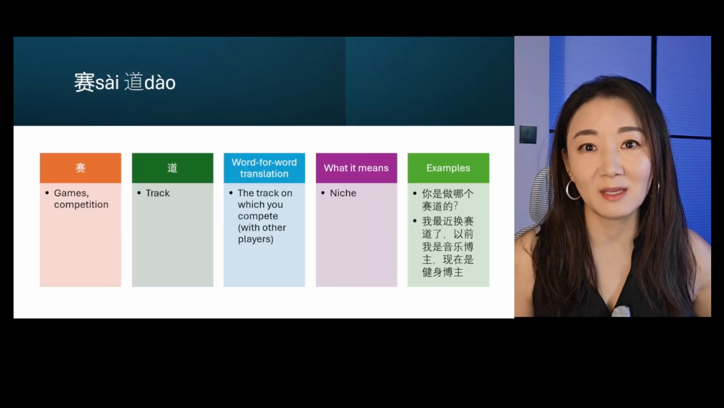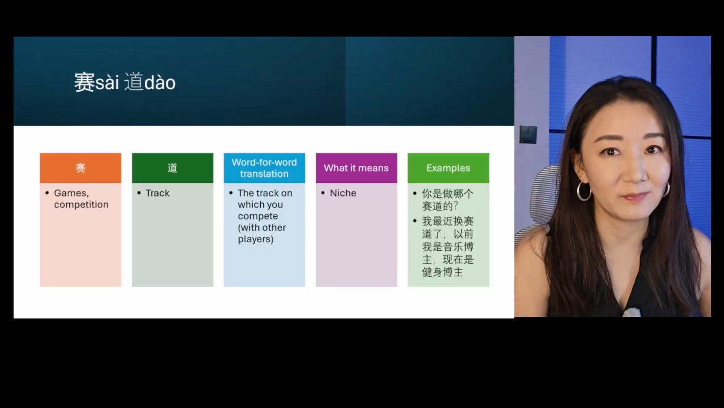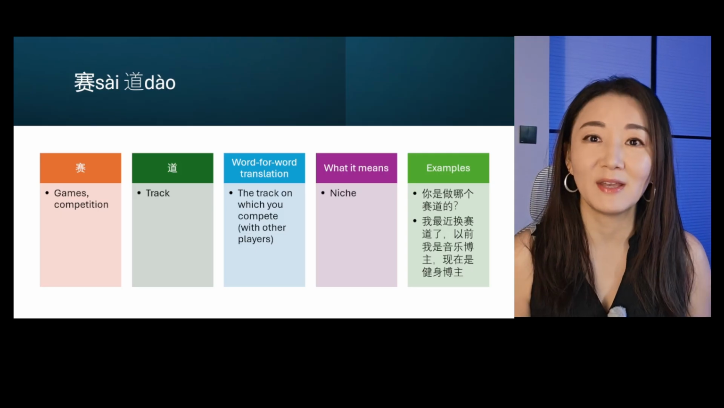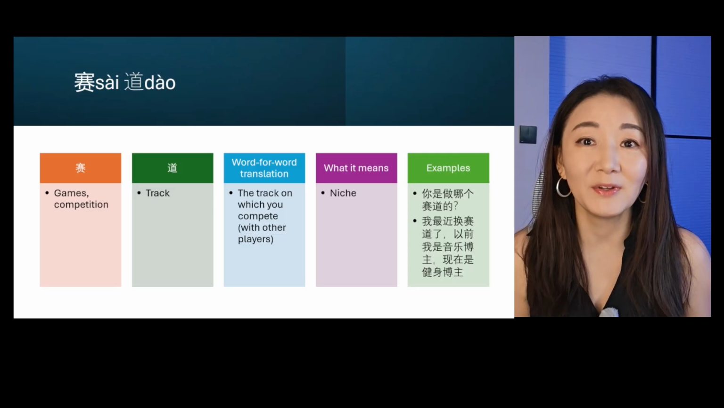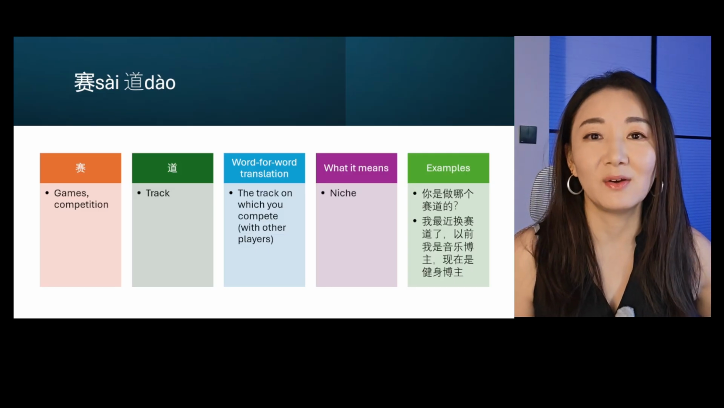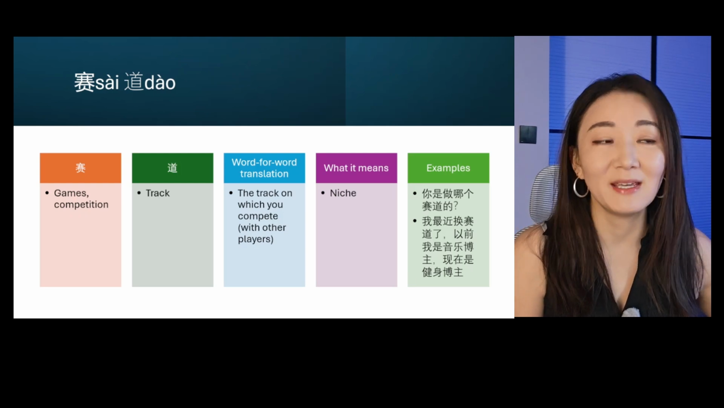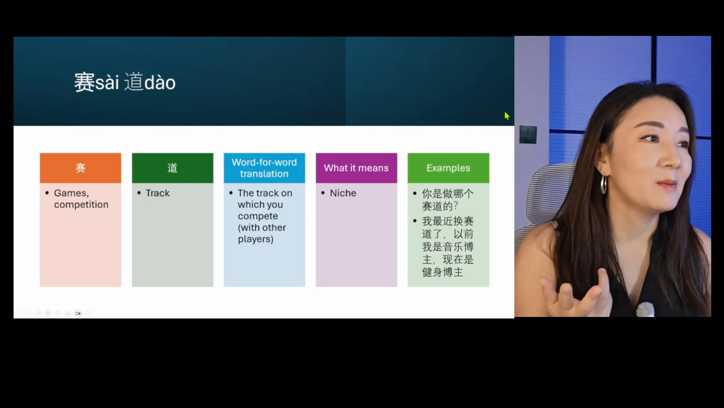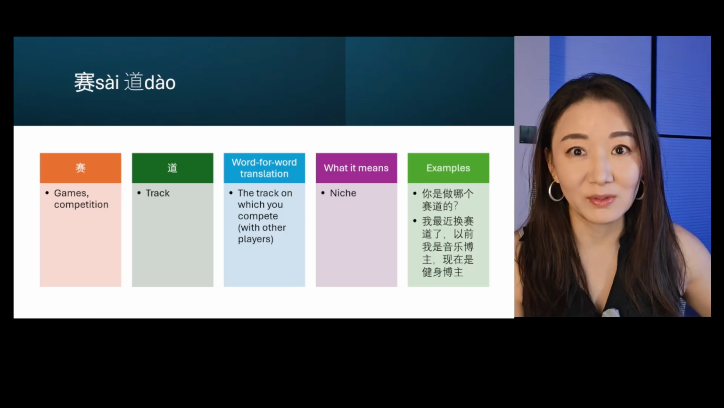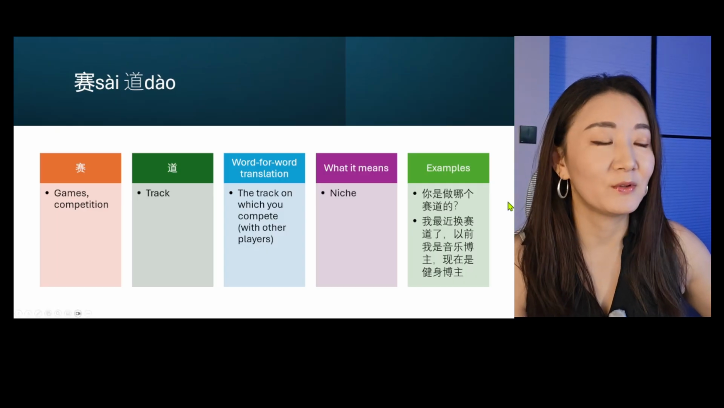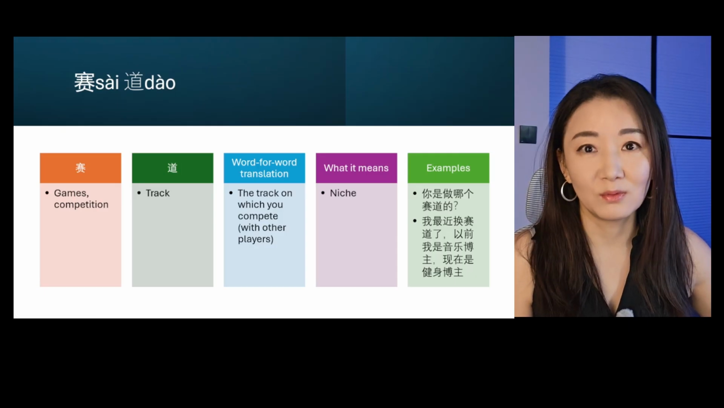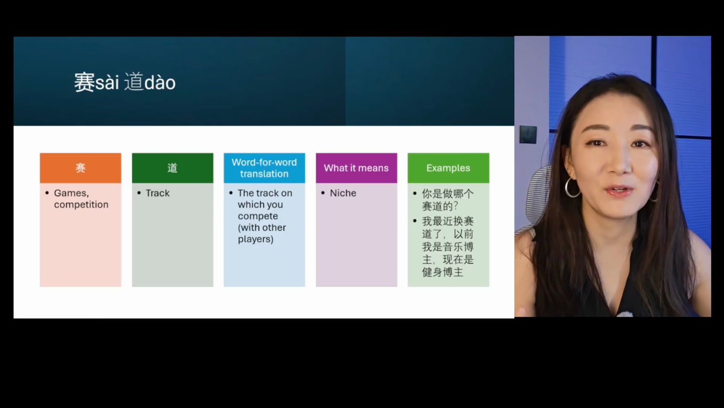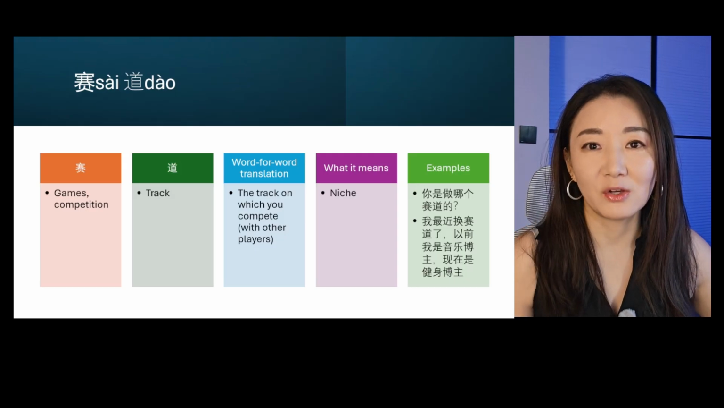But what does 赛道 mean in the context of content creation? It means niche. For instance, a YouTuber can be in the niche of teaching other people how to manage their finances. Or a YouTuber can be in the fitness niche, right? So 赛道 in the context of content creation, it means niche. Let's take a look at the examples of how 赛道 is used in sentences. For example, the first one, 你是做哪个赛道的? 做 means do. 哪个 which. So the first sentence means which niche are you in?